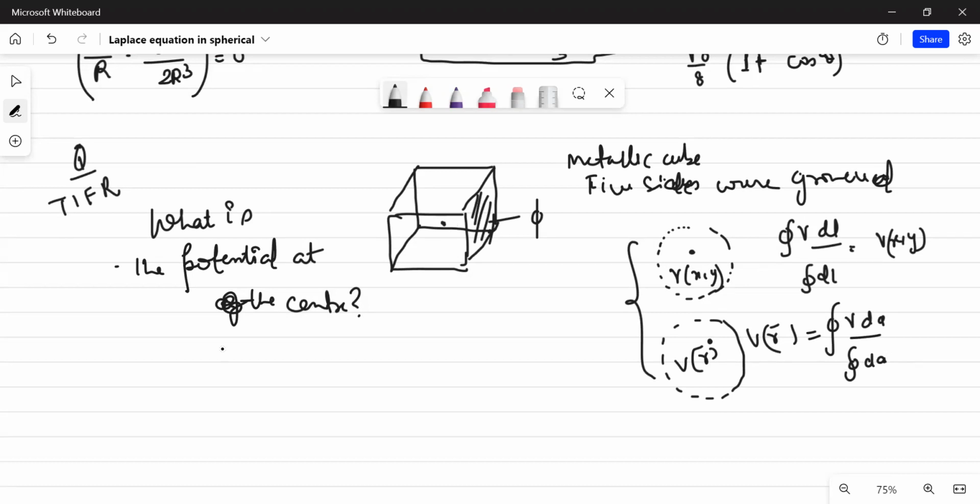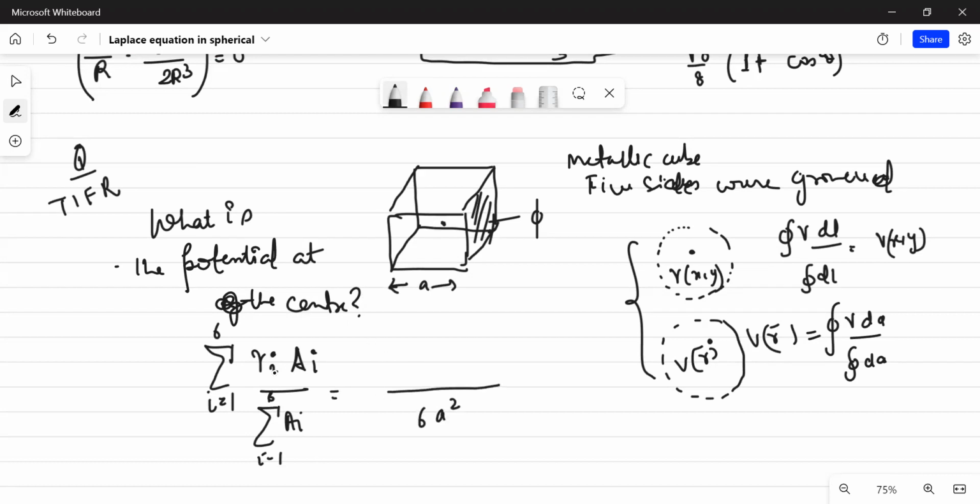Similarly for the discretized case, you are given all the 5 sides to have potential 0. So you can simply take summation i equals 1 to 6 of potential V_i times A_i, where A_i are the areas of the faces, divided by summation A_i. Let's say the side is a. The denominator will simply be 6a square. The numerator: on the 5 sides you have 0 potential, and on the last side the potential is 5 into a square. So a square gets cancelled, and this will be 5 upon 6. Is that clear?